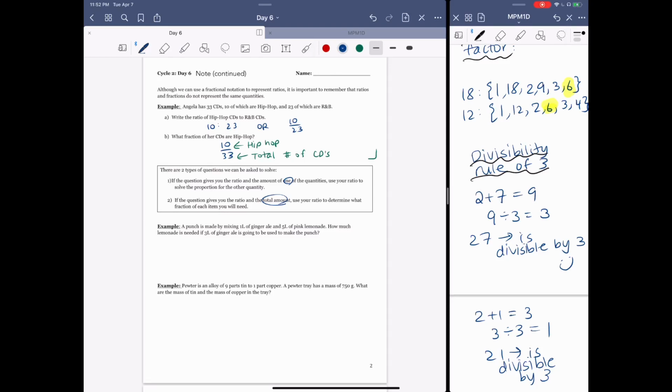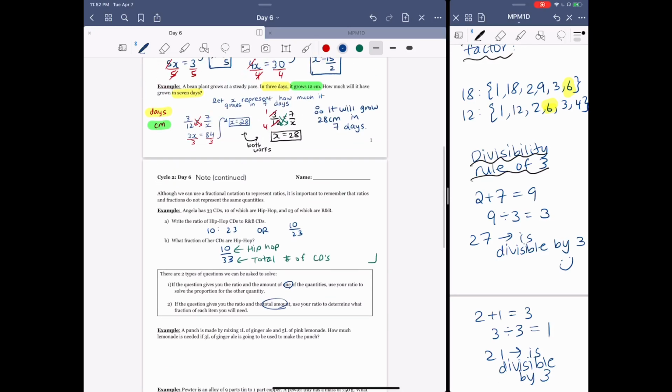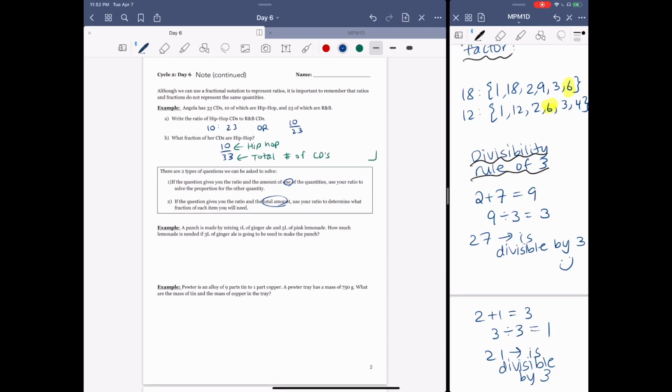Okay, so on to the next page. I filled in this example right after page 1. So go through it and then check your solution.